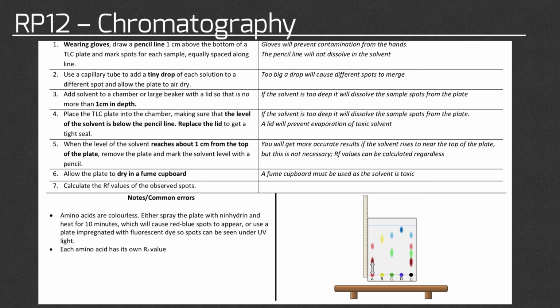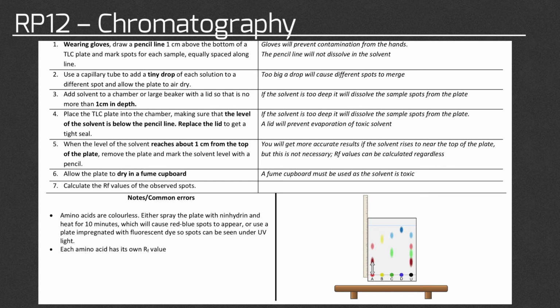We then place the TLC plate into the chamber, making sure the level of the solvent is below the pencil line and replacing the lid so there's a seal on top. Again, we need to make sure that the pencil line is above the level of the solvent so we don't dissolve the spots into the solvent, and a lid will prevent evaporation of the solvent, which is especially important in case you are using a toxic solvent.